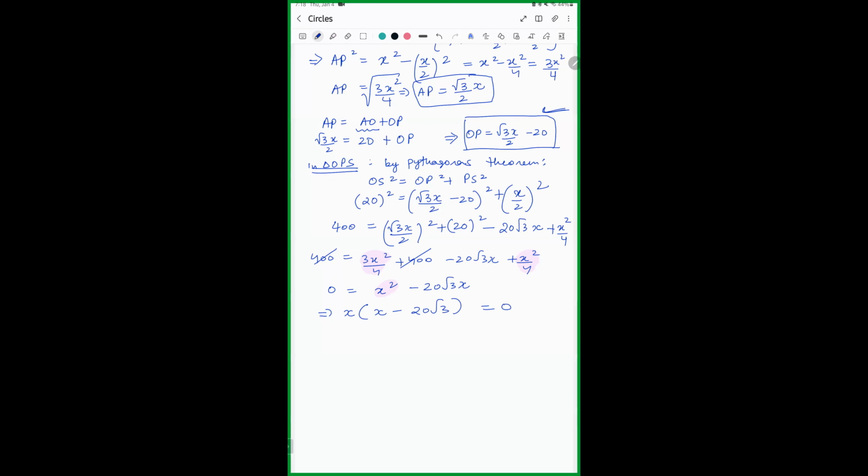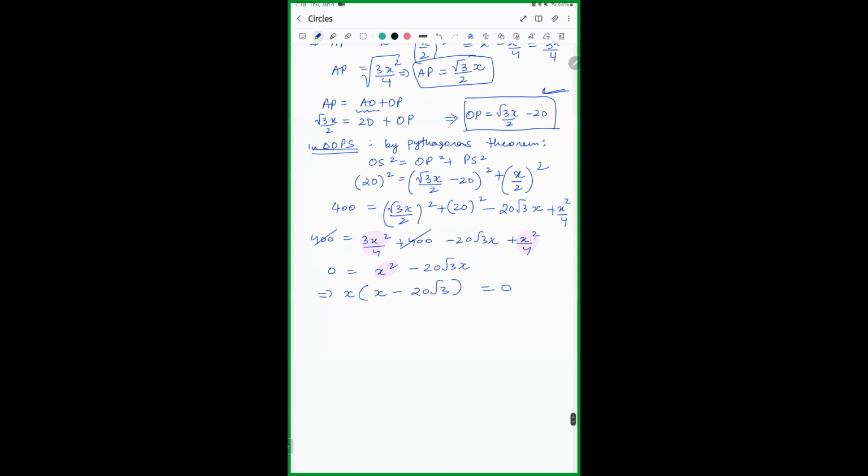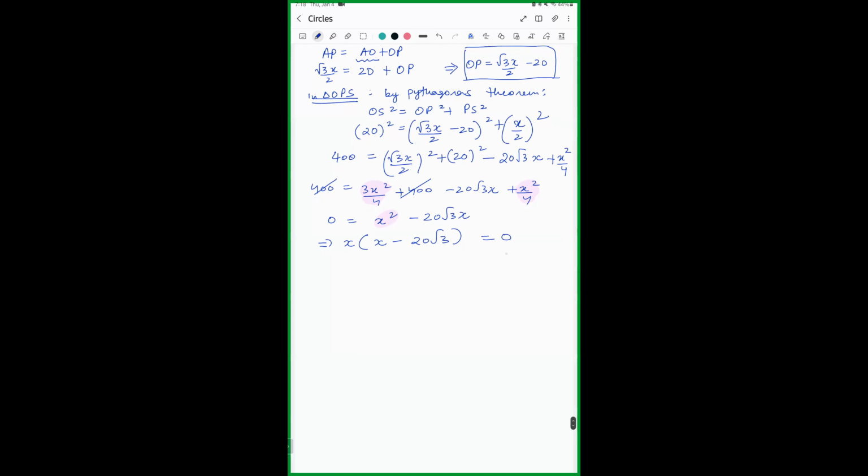0. So again, as in the previous class, or I think one of the previous classes, we had discussed that if you have two numbers a into b and their product is 0, then either a is 0 or b is 0. So here you have two things. What two things do we have? We have x and this bracket. So either x is 0 or x minus 20 root 3 is 0.